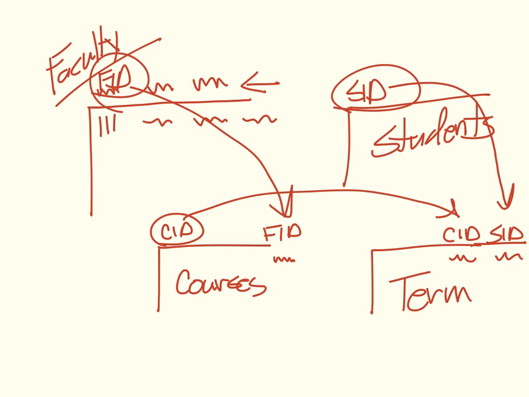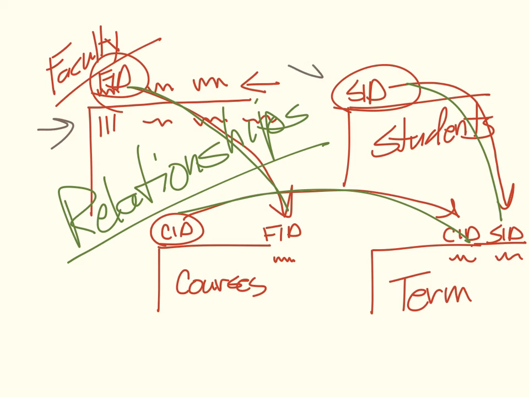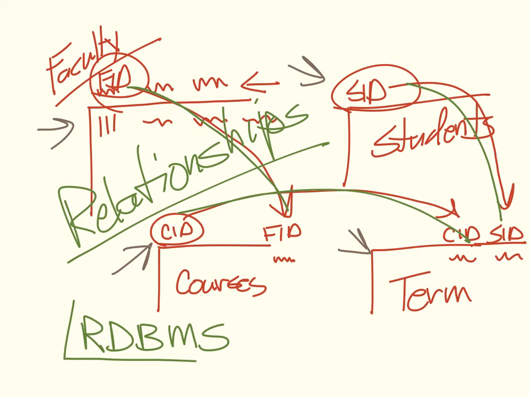So the big thing here is these form what we call relationships. It's much easier to manage these tables as I've got here than it would be to manage one big table with all that information in it. So what we have is a relational database management system, which is extremely popular now. That's it.